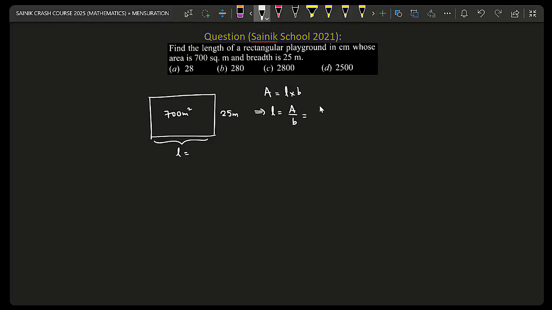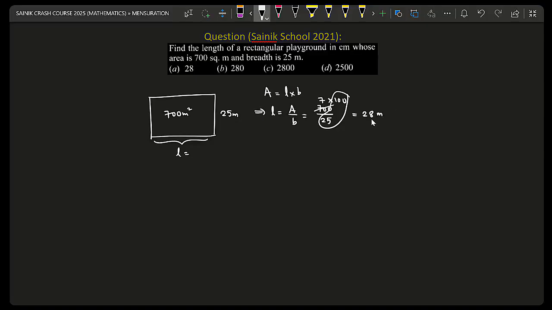Area how much? Sir, 700. And breadth is 25, right? Okay, now simplify this. Abhyuday, answer. Sir, 28. See, 28, but what you can do is write 700 as 7 into 100. And in every 100, how many 25s are there? Sir, 4. So 7 into 4, 28. Right? Yes, sir. So 28 meters.